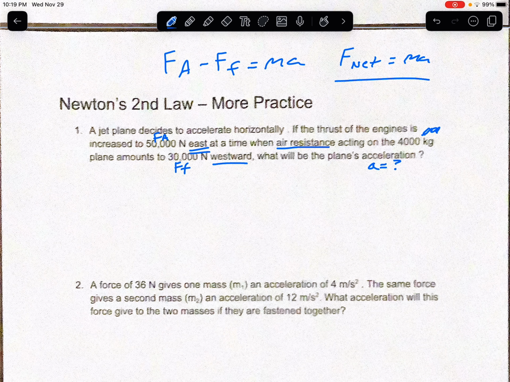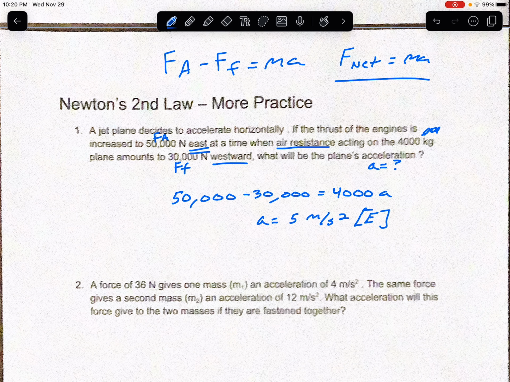So we're going to plug in. FA minus FF: 50,000 minus 30,000 equals our mass, which is 4,000, times A. So 50,000 minus 30,000 is 20,000, and then divide that by 4,000, and you get an acceleration of 5 meters per second squared, and that is east, because you had a larger force going east than west.